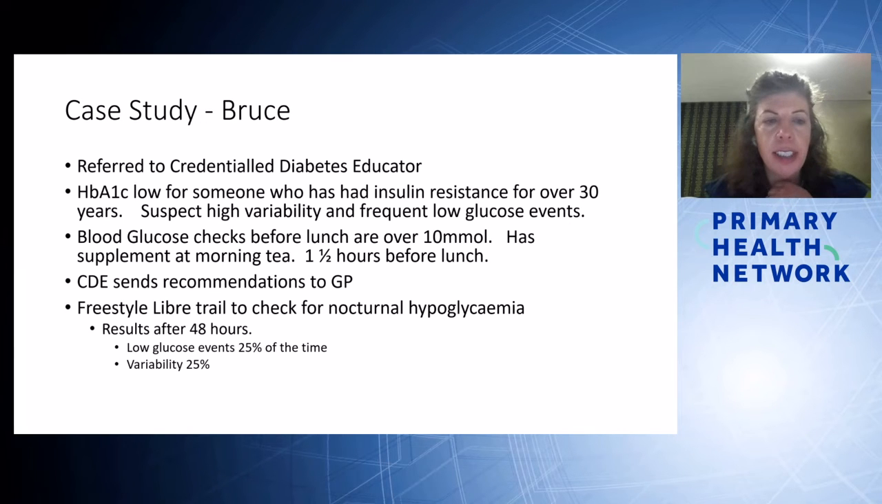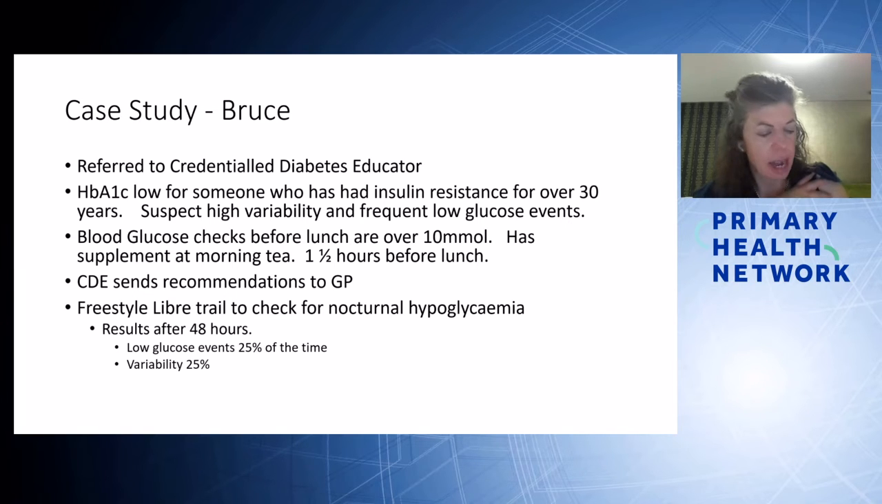So he's been referred to the diabetes educator. The first thing to watch: HbA1c 6.5 for an 80-year-old is very low. So what's happening during the night and during the day? His blood glucose checks before lunch are over 10, but he's having his supplement at morning tea, only 1.5 hours before lunch. So his BGLs are going to be on the rise before lunch, not on the downhill. He's had a trial of a Freestyle Libre. After the first 48 hours, he was spending 25% of the time below range, so below 4, and his variability is 45%. So big ups and downs.